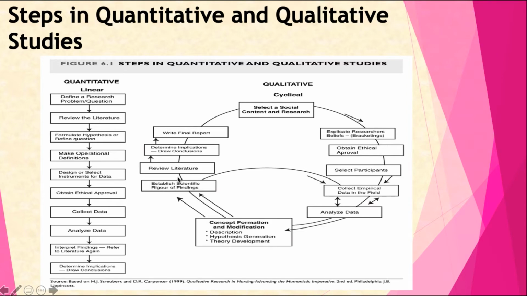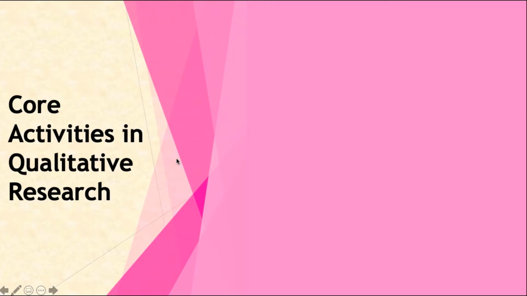Then you go to the literature review, comparing what has been studied previously or investigated with your finding. Then you come out with a conclusion and you write your final report. So qualitative research consumes a little more time and needs a lot more complications compared to quantitative. So what are the core activities in qualitative research?